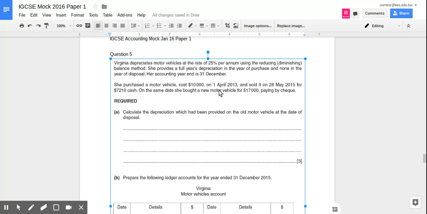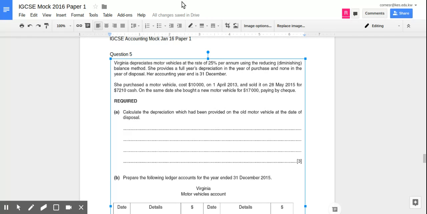So if we look at the dates carefully, she bought it on the 1st of April 2013. So she owned it on the 31st of December 2013 and the 31st of December 2014, but she didn't own it on the 31st of December 2015. And we're going to provide a full year's depreciation in the year of purchase. So 31st December 2013 a full year and 31st December 2014 a full year.